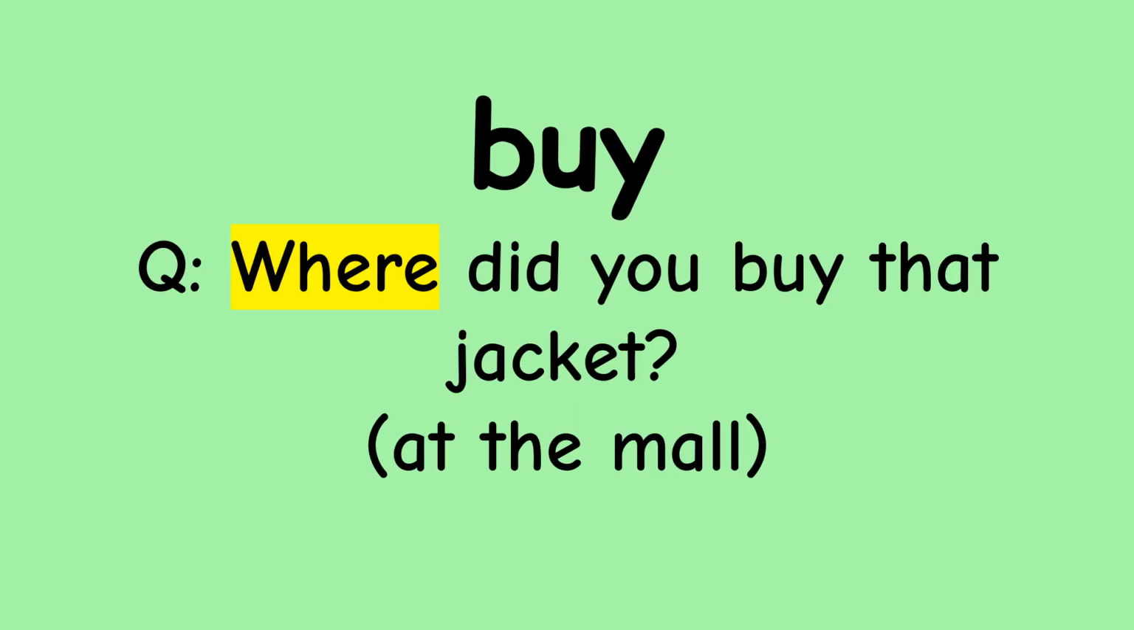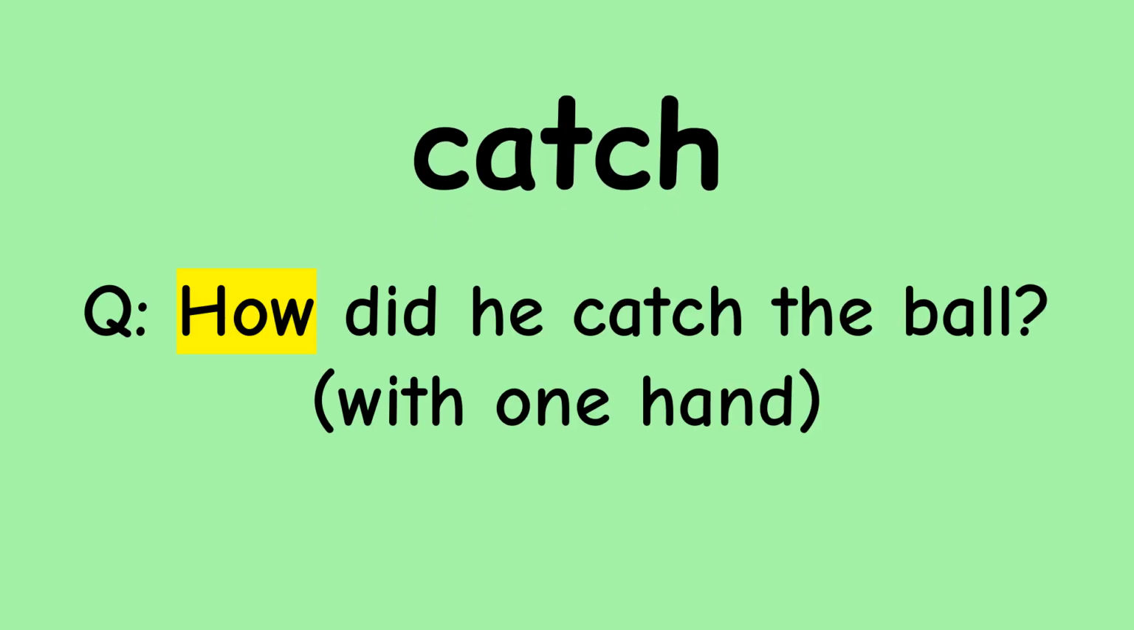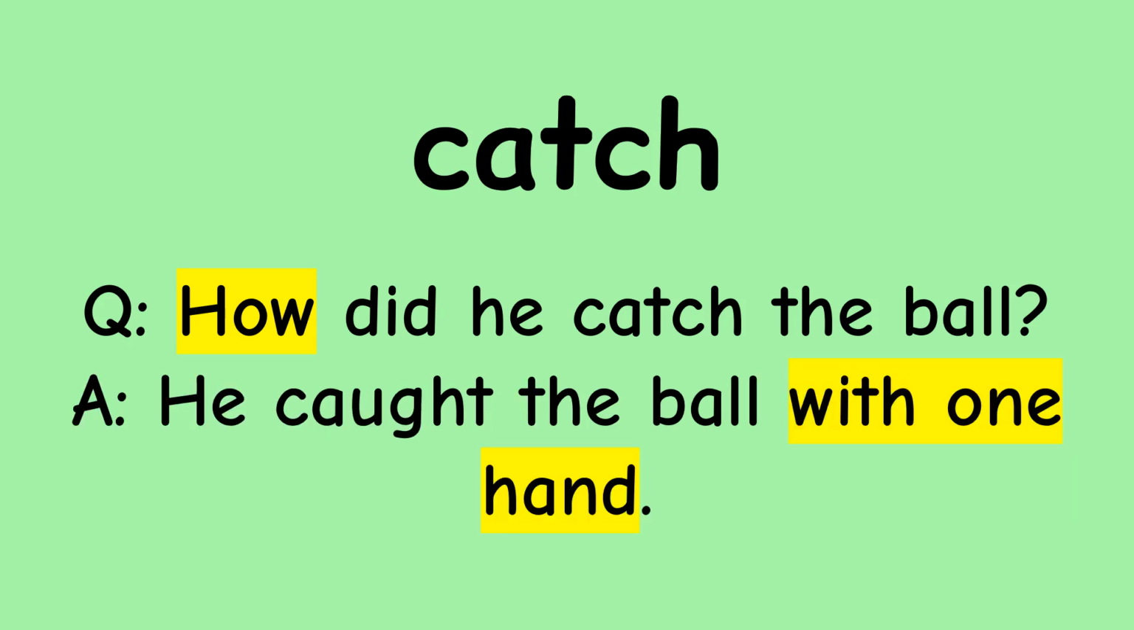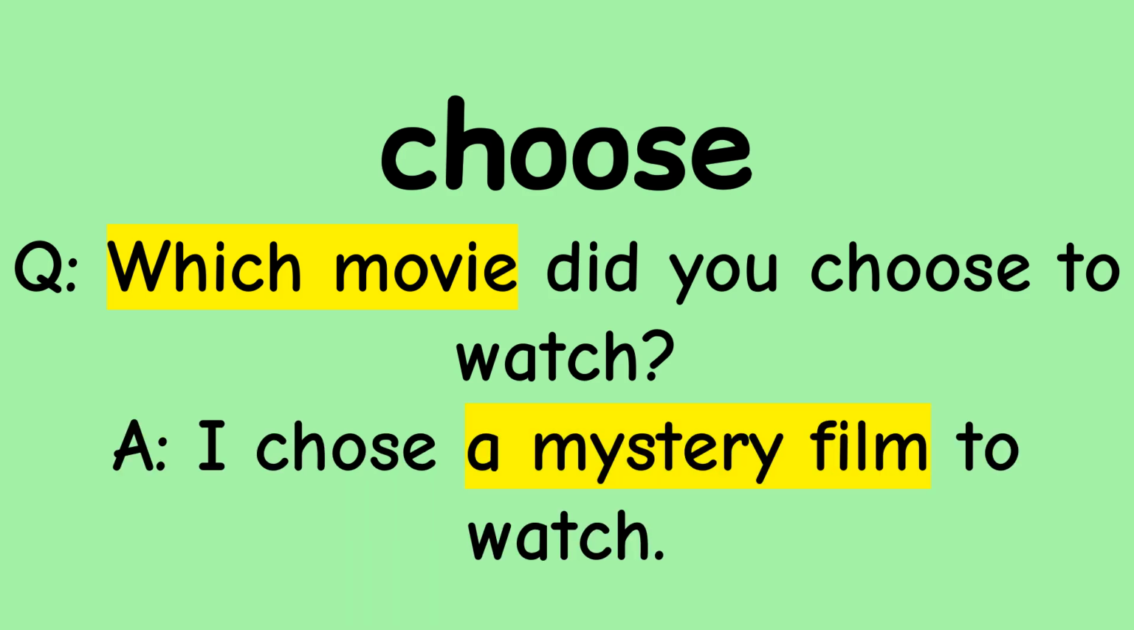Buy. Where did you buy that jacket? I bought that jacket at the mall. Catch. How did he catch the ball? He caught the ball with one hand. Choose. Which movie did you choose to watch? I chose a mystery film to watch.